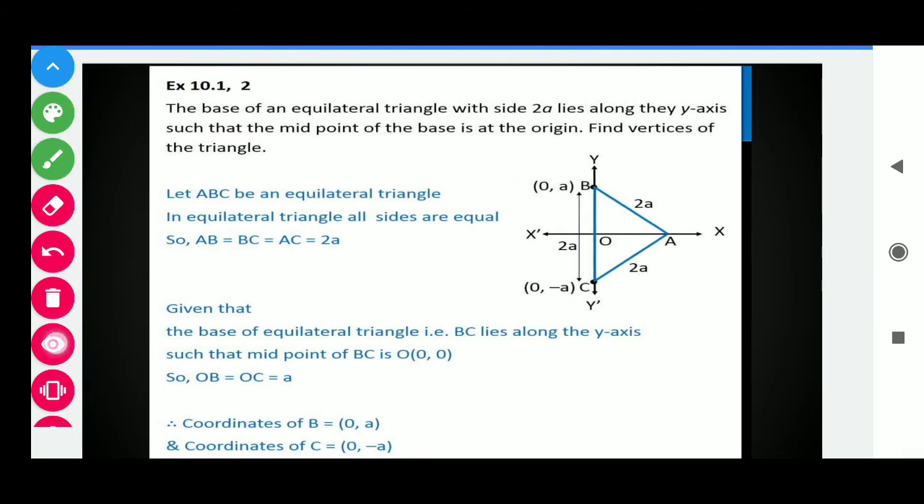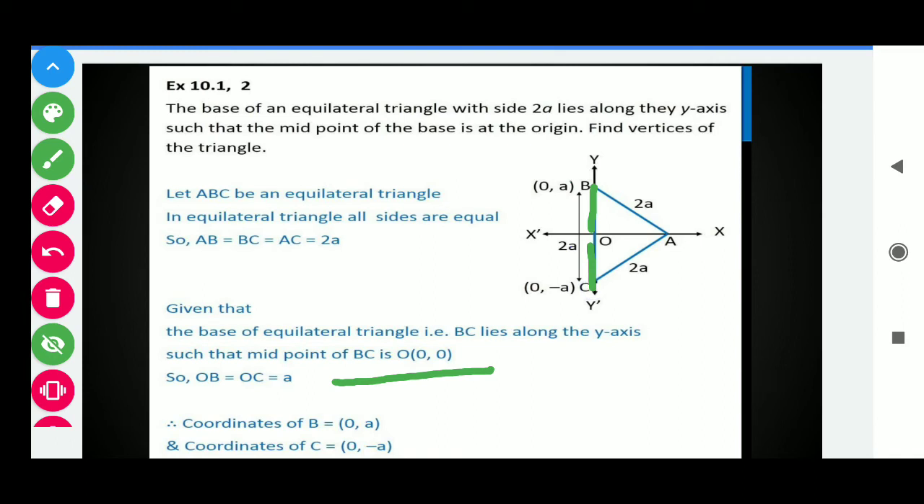You can see the diagram here. If we make an equilateral triangle, each side is equal to 2a and the midpoint of the base lies at the origin. Find the vertices of the triangle. So let ABC be an equilateral triangle with each side equal to 2a, given that the base BC lies along the y-axis such that the midpoint of BC is (0, 0). In this way, OB is a and OC is a.